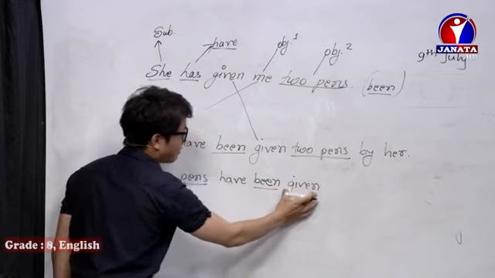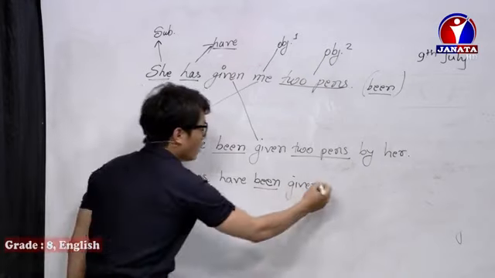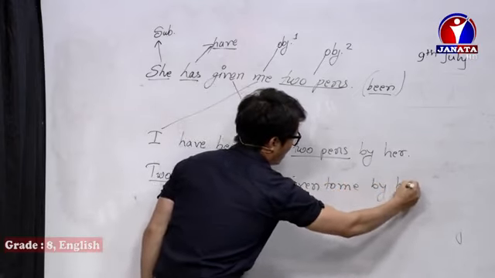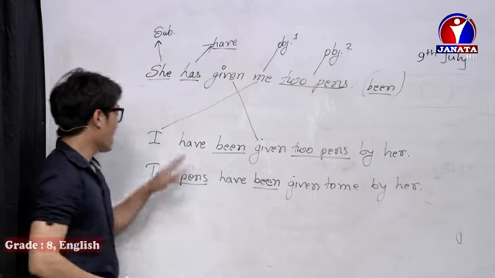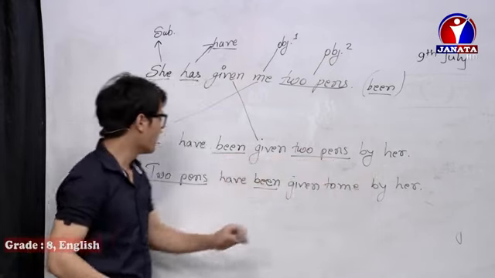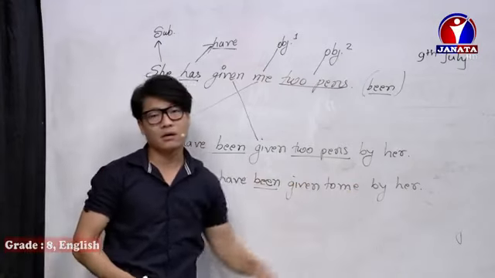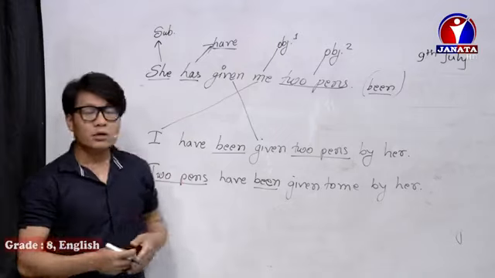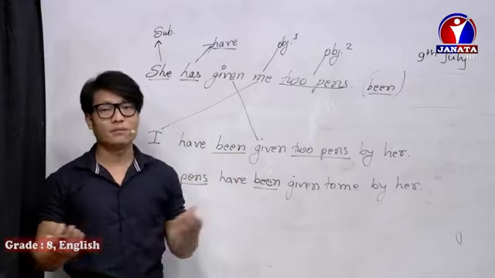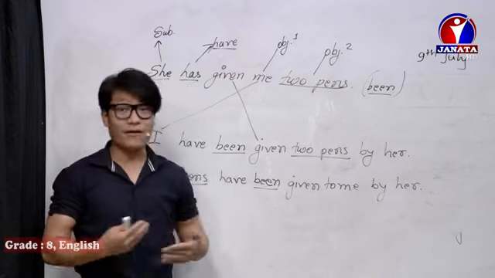After writing the main verb "given", we need to focus on the object. What is the object here? Me. So, to me by her. So this is: I have been given 2 pens by her, or 2 pens have been given to me by her. You can write any object, first object or second object. Both are right. Okay?